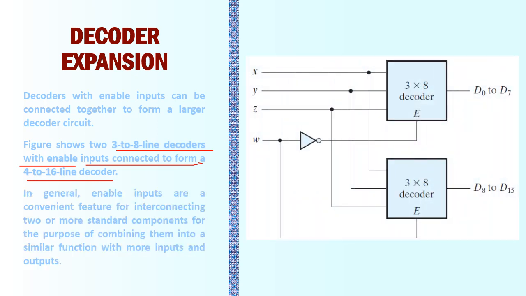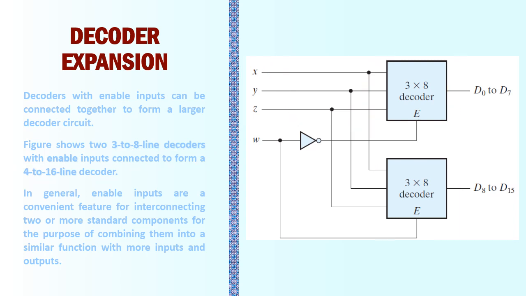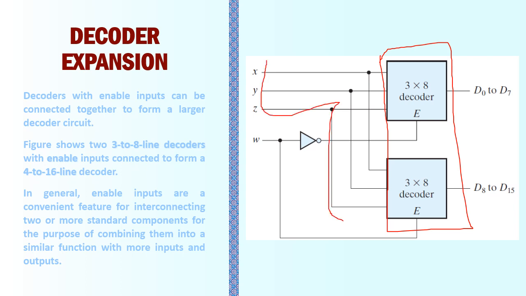So here we have a 3 to 8 line decoder having three inputs X, Y and Z, and yet another 3 to 8 line decoder, each with an enable. This is the block diagram of a 3 to 8 line decoder, having three inputs and 8 output lines with an enable. What we have done is connect these 3 to 8 line decoders, and the first three inputs X, Y and Z have been connected to both the decoders.